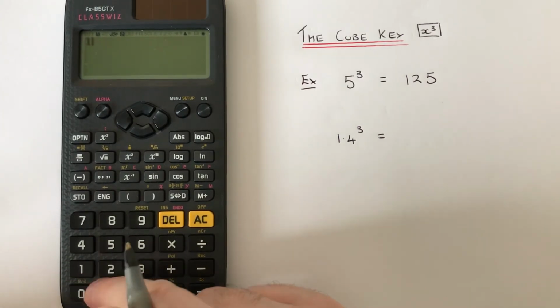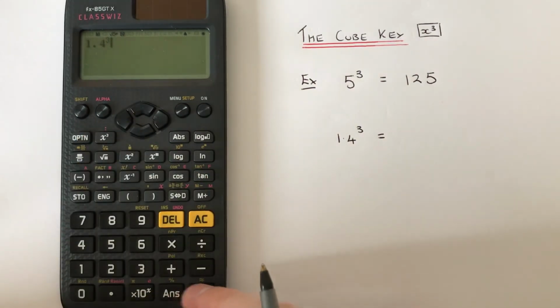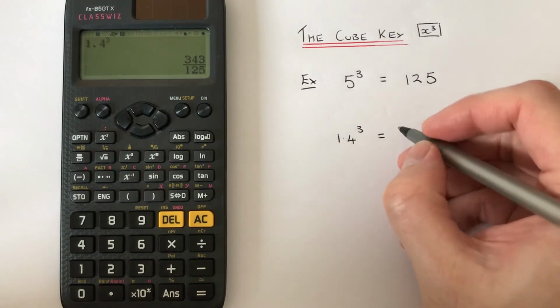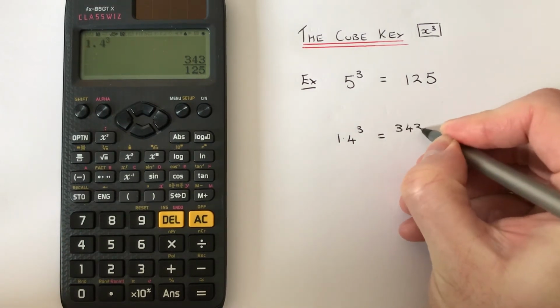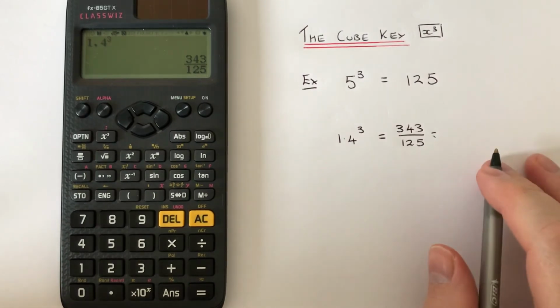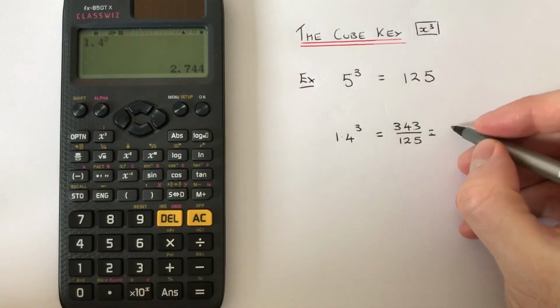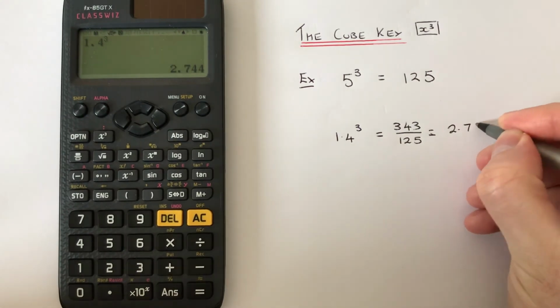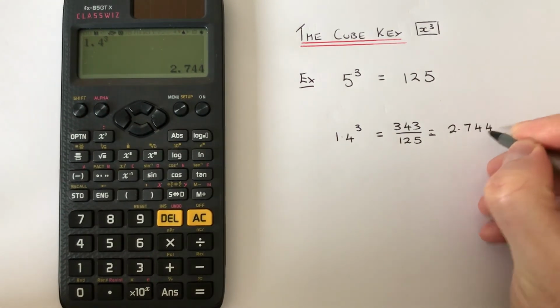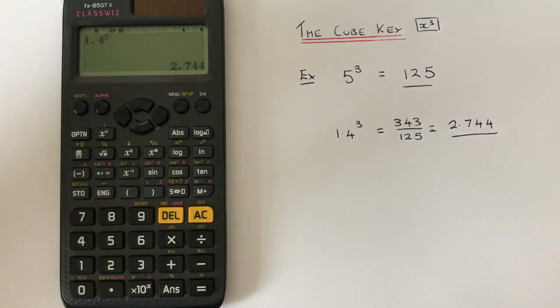So the next one's 1.4 cubed. So if we type in 1.4, then press x cubed, press the equals. So as you can see, it's come up as an improper fraction, this one. But if you want a decimal, you just need to press the S-D key, and that converts it to a decimal, 2.744. So thanks for watching guys, see you next time.